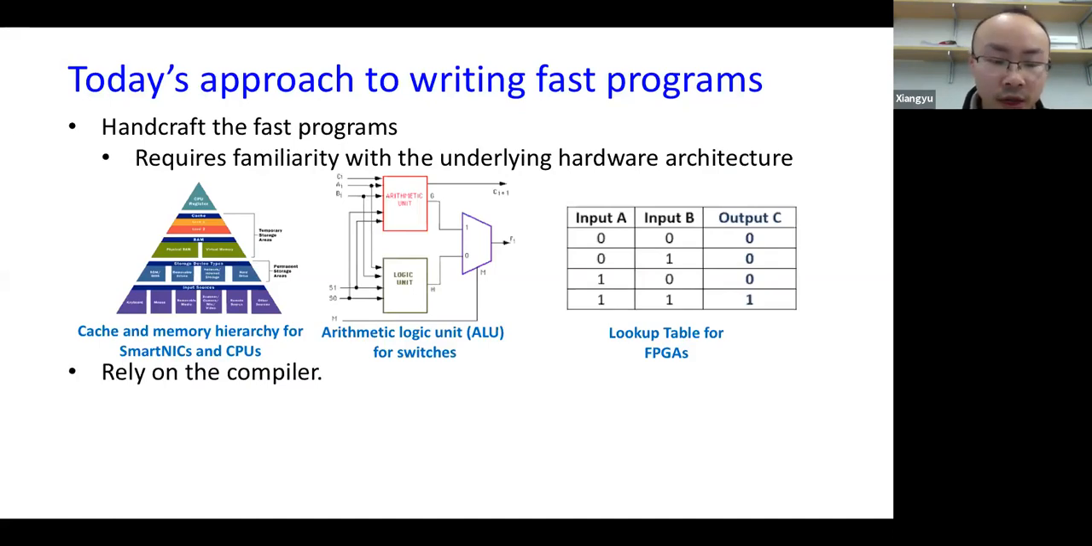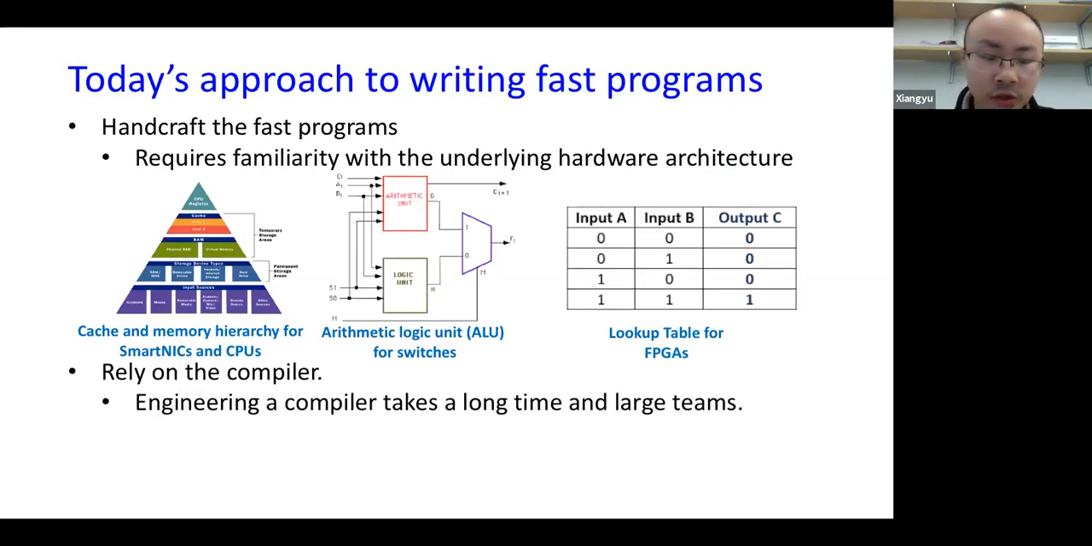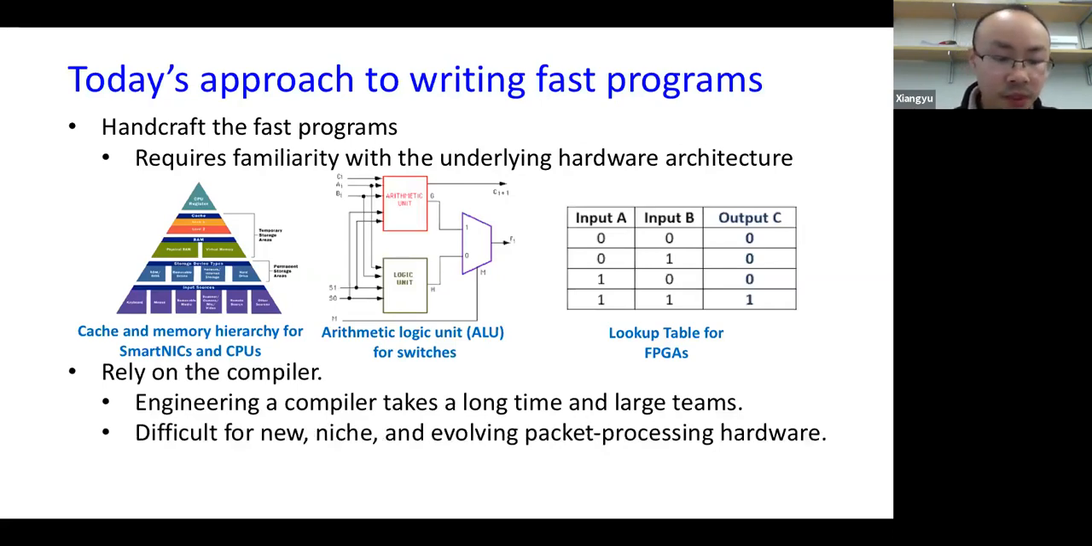The second approach is to rely on the compiler to do code generation automatically. A compiler will definitely alleviate the difficulties of generating such code, but building the compiler itself is arduous because it requires significant engineering effort, which is both time-consuming and money-consuming. For instance, Intel, AMD, ARM all have large compiler teams to develop compilers for each of their hardware architectures. In addition, because of the evolving nature of hardware architecture, sometimes it's hard to find such a team for newly emerging packet processing hardware.